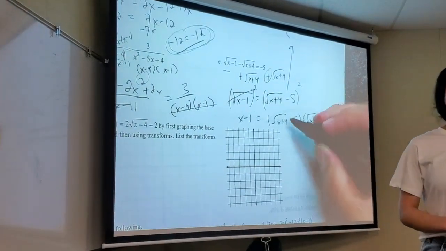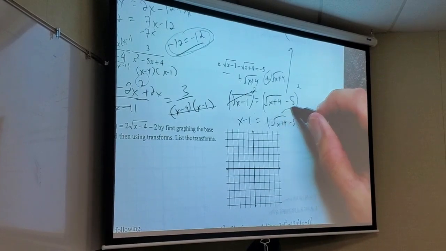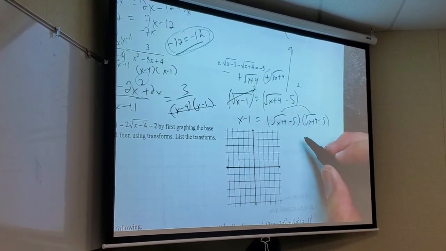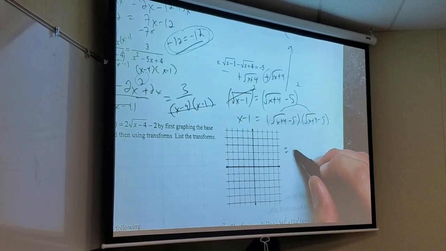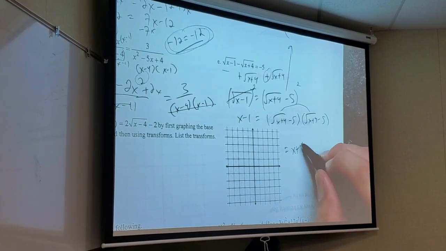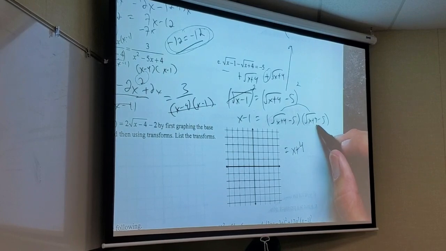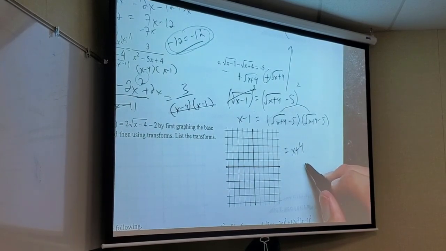All right. So help me out. Do you guys remember what the square root of something times the square root of that same thing is? It's just what's in the radical, isn't it? Yeah. Half of x plus 4 times half of x plus 4 makes a whole x plus 4.